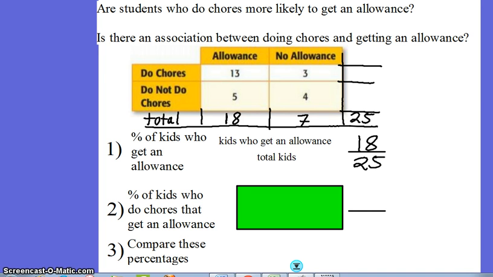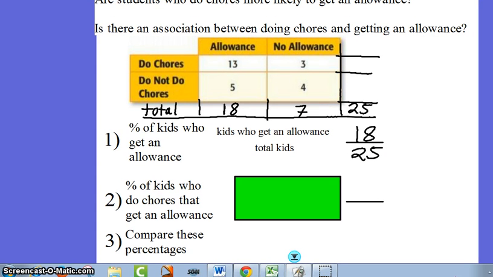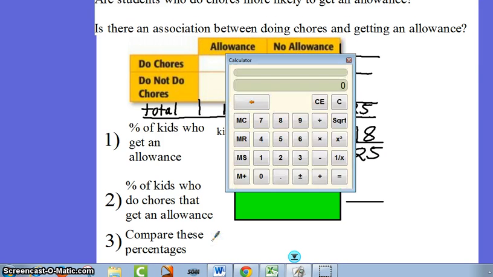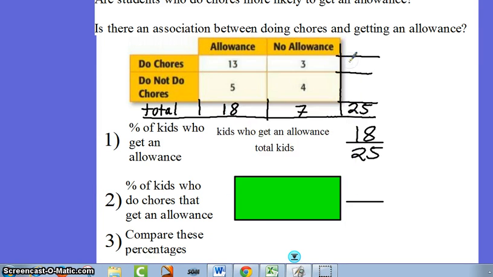So to do that, we just need to get our calculator out and do 18 divided by 25, which is 0.72, which if you move the decimal point 2 times to the right is 72%. So of this population, 72% of the kids get an allowance.